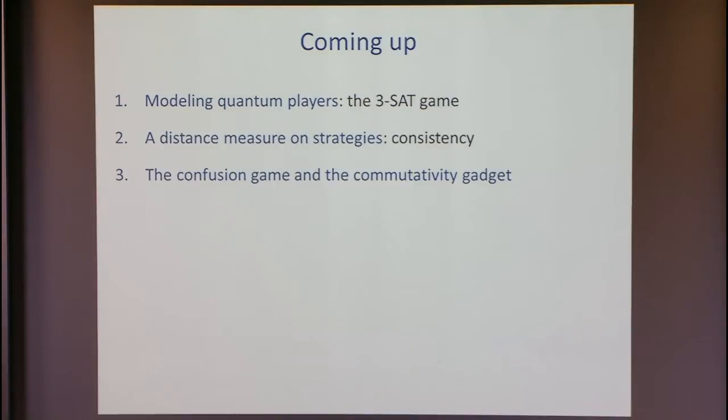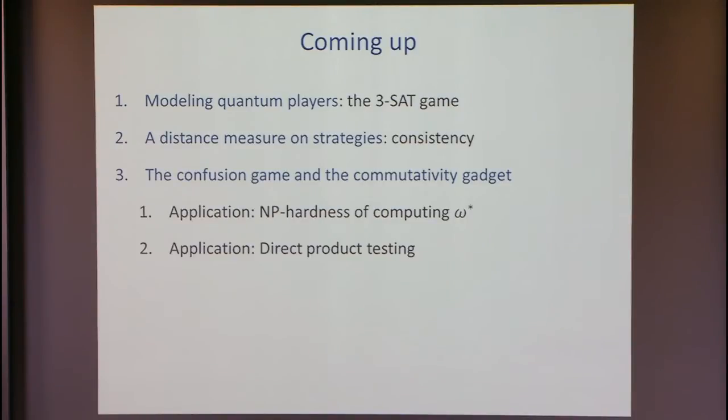One of these gadgets I'll call the confusion game. This is a gadget that you're going to be able to compose with the game, and it's going to enforce some kind of partial commutativity between the strategies. It gets rid of the example that we had here in the case of the magic square. And there's going to be a bunch of applications for this confusion gadget. One of them is that we'll prove this NP-hardness result for the quantum value. And then there are other applications that I probably won't have time to get into.